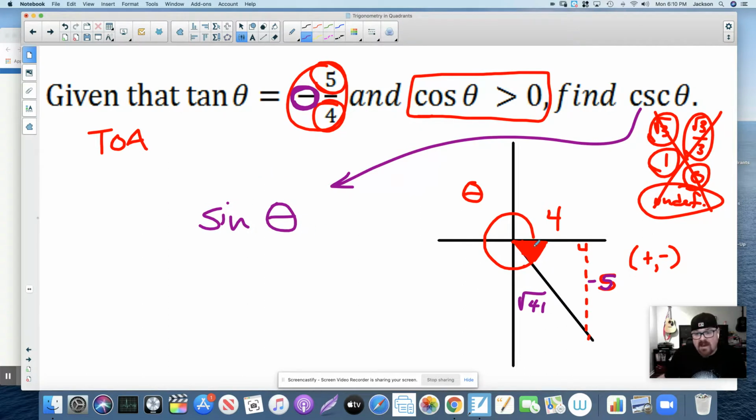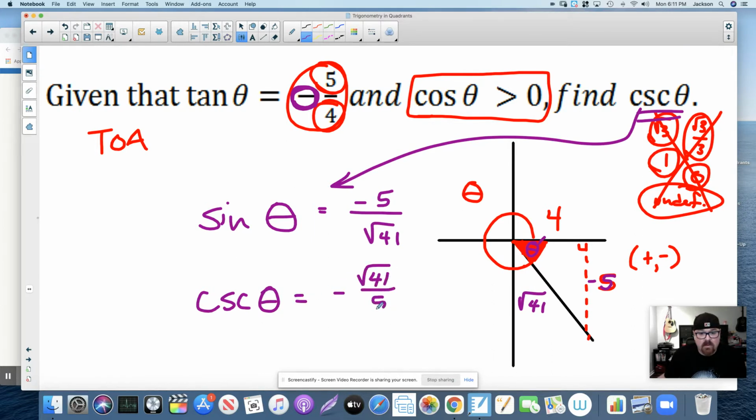So the sine of this angle now, we'll call this theta, even though it's technically theta prime, but we'll say theta. The sine of that is the opposite side, which is -5, over the hypotenuse, which is radical 41. Now, before you start getting all itchy and wanting to rationalize this denominator, we're going to flip it over anyway, right? So the cosecant of theta is the reciprocal of this, which is negative radical 41 over 5.